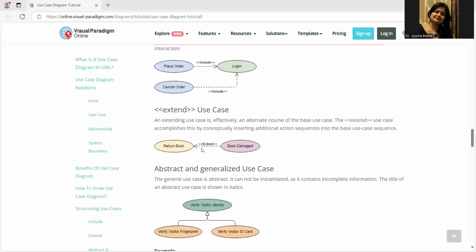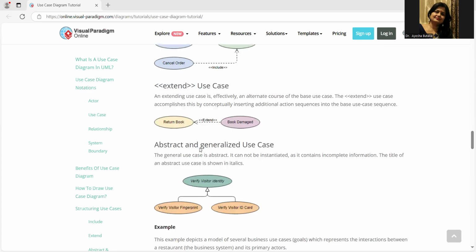So coming to the next stereotype, that is extend. Here there is one base class and there is one extend class. So here what you can do is this book damage can be extended to the action taken when there is a book damaged. The action taken can be that you return the book. So you can imply such types of relationships if they are there in your designs, with the help of extend.